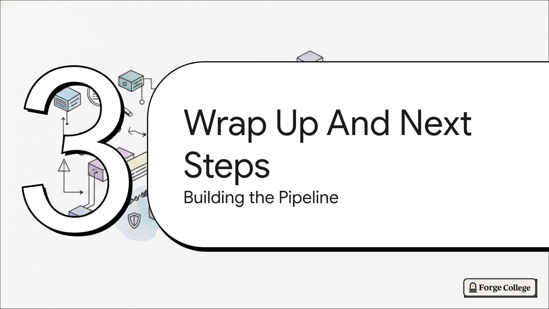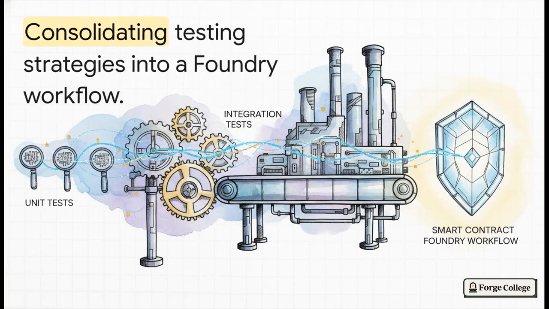Section 6. Wrap up and next steps. Building the pipeline. By strictly separating your fast, deterministic unit tests from those broader, stateful integration tests, you are building an absolute fortress of a safety net for your smart contracts. So where do we go from here? Next up, we'll be consolidating these testing strategies into a basic Foundry workflow. In our next lesson within the Ethereum DevStacks and Frameworks track, we're going to stitch all these tests together into a fully automated continuous integration pipeline.